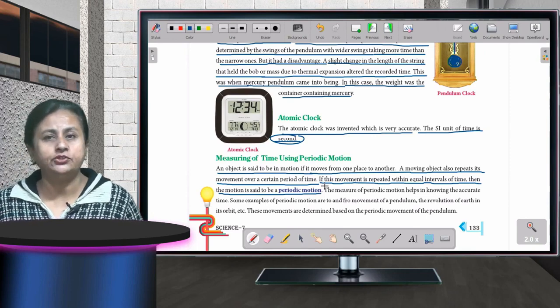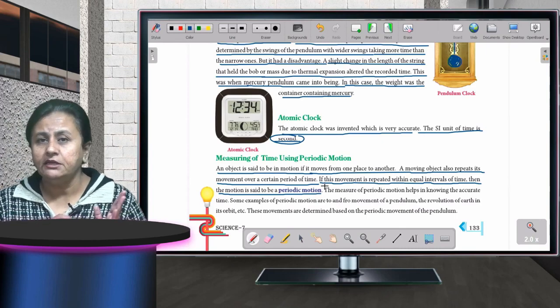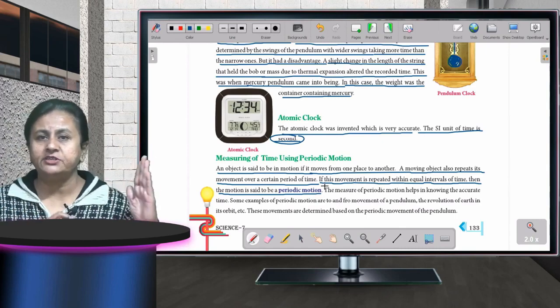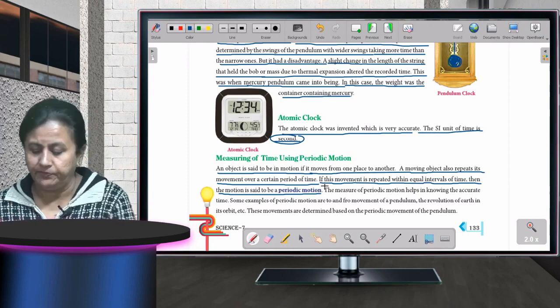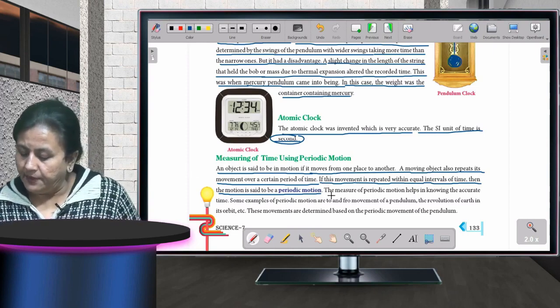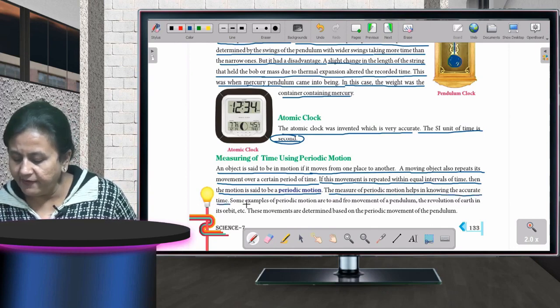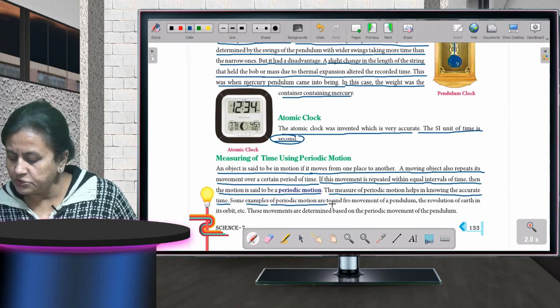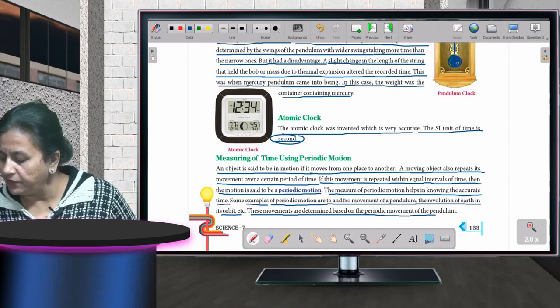See children, as I told you, I'm not moving. That means my body is at rest. If I'm standing here and I move this way, that means my body is in motion. Okay. Now, the measurement of periodic motion helps in knowing the accurate time. Examples of periodic motions are the to and fro movements of a pendulum, the revolution of the earth in its orbit, etc. These movements are determined based on the periodic movement of the pendulum.